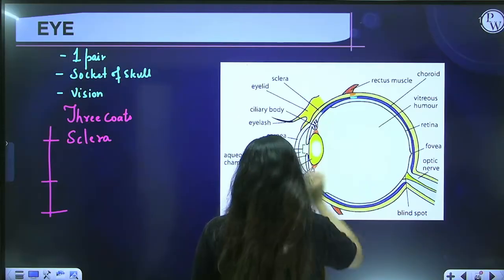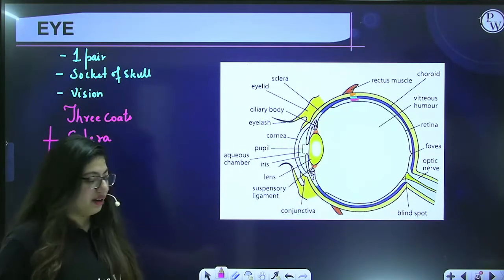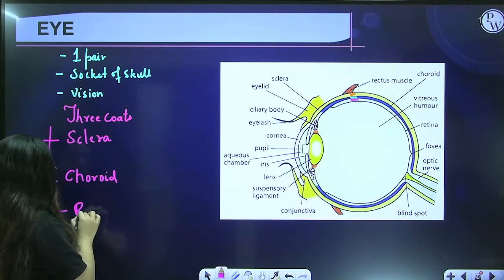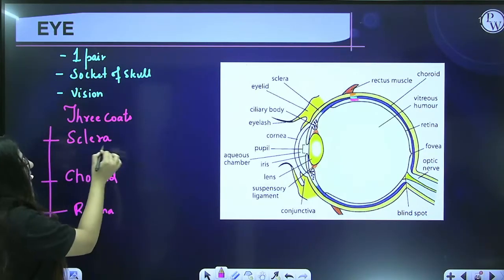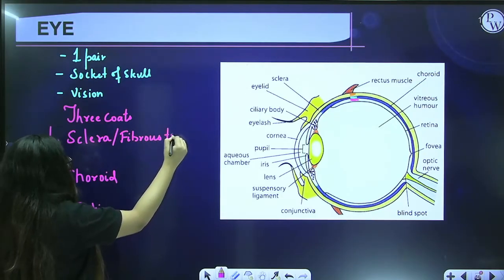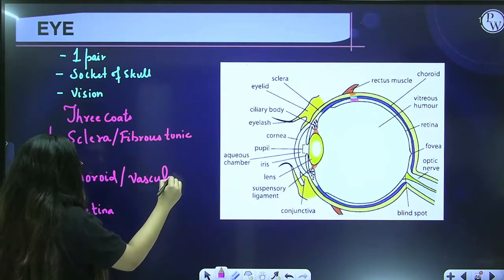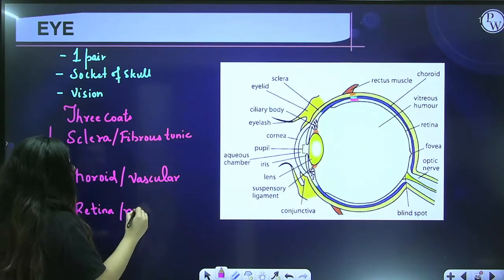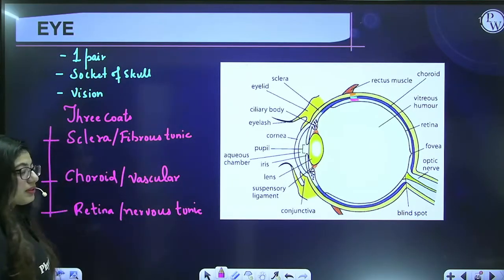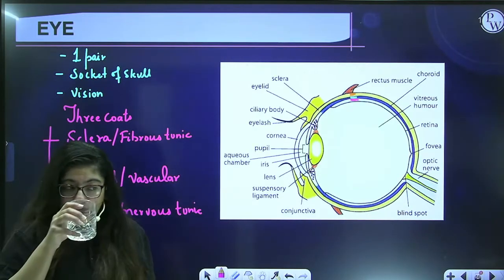There are 3 layers. The outermost layer is known as the sclera. The next layer is the choroid, the middle layer, and the inner one is the retina. The sclera is also known as the fibrous tunic. The choroid is also known as the vascular tunic, and the retina is known as the nervous tunic because it has a lot of neurons. The sclera is known as fibrous because it has a number of fibers.